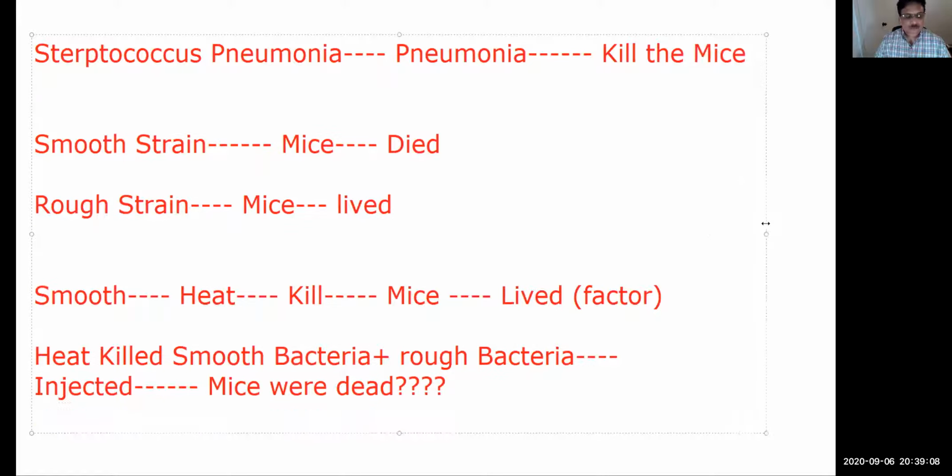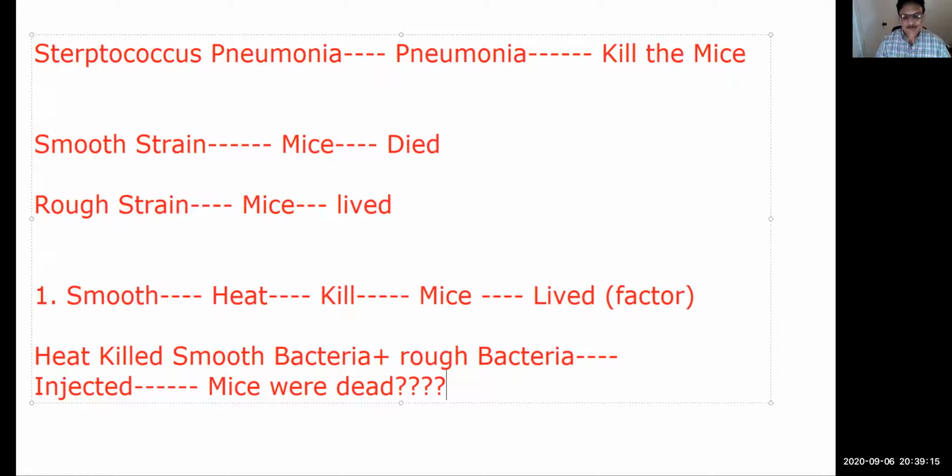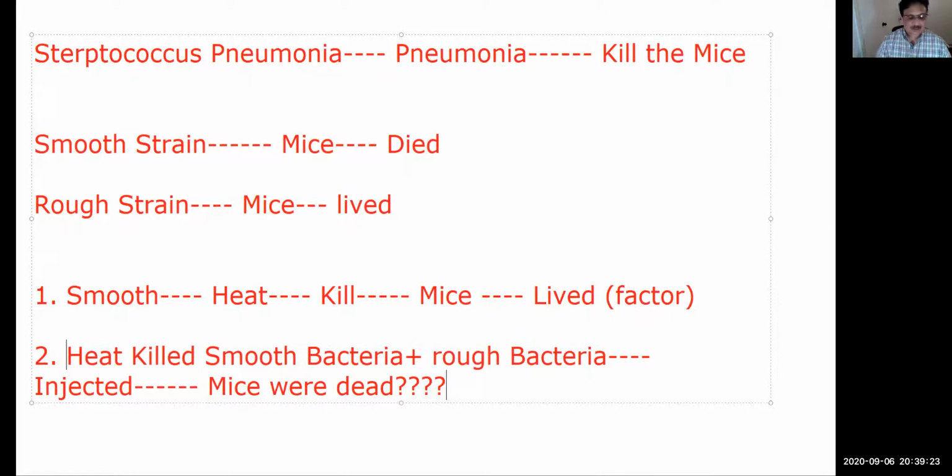Essentially, in the first experiment, smooth bacteria could kill the mice. The rough bacteria did not kill the mice. When he mixed the heat-killed smooth bacteria and rough bacteria, the mice again got killed. What does it suggest? That something present in the smooth bacteria transformed the rough bacteria.